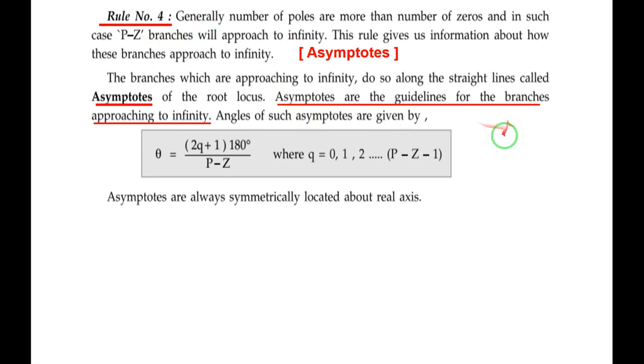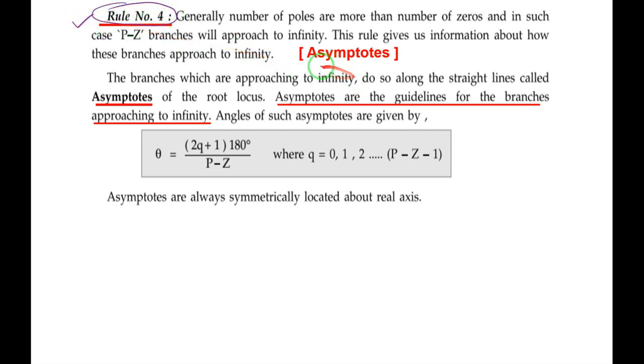Okay, let me recall. Rule number 1, what does it say? It says that the root locus is symmetrical about the real axis. And rule number 2 speaks about the number of branches: how many branches are there, where they are moving, how they are moving. Then in rule number 2, there are 3 cases: P greater than Z, P less than Z, P equal to Z. And rule number 3 speaks about the existence of root locus on the real axis. Next, we will consider rule number 4.